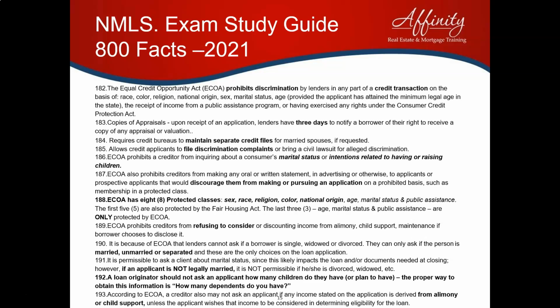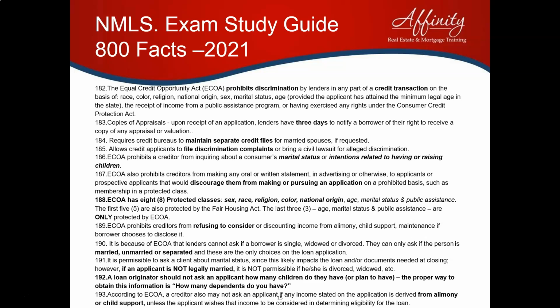ECOA prohibits a creditor from inquiring about a consumer's marital status or intentions related to having or raising children. ECOA also prohibits creditors from making any oral or written statement in advertising or otherwise to applicants or prospective applicants that would discourage them from making or pursuing an application on a prohibited basis, such as membership in a protected class. ECOA has 8 protected classes: sex, race, religion, color, national origin, age, marital status, and public assistance. The first 5 are also protected by the Fair Housing Act. The last 3, age, marital status, and public assistance, are only protected by ECOA.